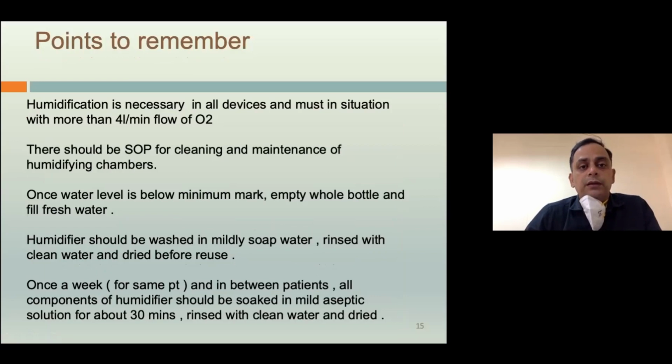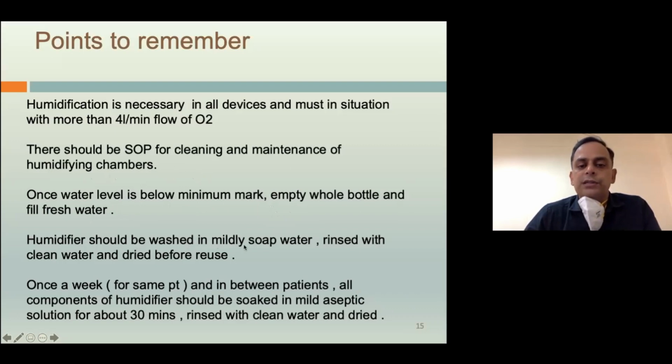Points to remember: the humidification is necessary in all devices and a must whenever we are using more than 4 liters per minute flow of oxygen. There should be a SOP in our HDU or ICU wherever we are using these devices regarding the cleaning and maintenance of the humidifying chambers. Once the water inside the chamber is below the minimum mark, we should always ensure that the whole bottle is emptied and filled with fresh water, and we are not topping it up.